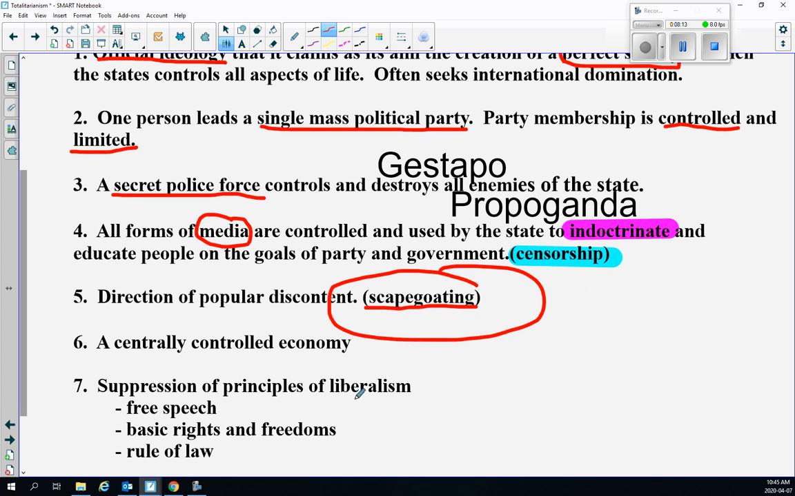There's always a centrally controlled economy. It doesn't need to mean that it's a communist economy. It could be, but the government will direct the economy, be it fascism, be it communism, whatever it might be. The government focuses and controls the economy.